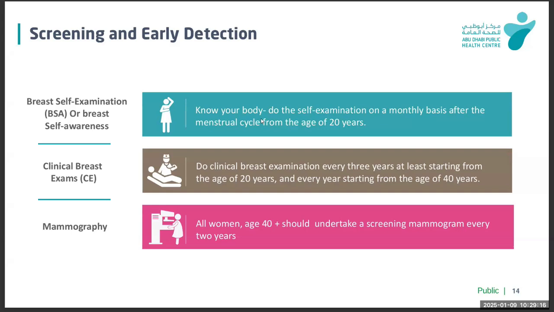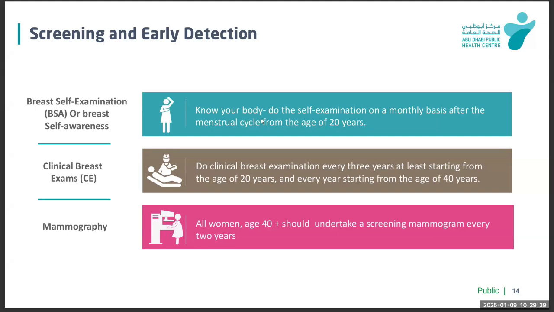Then there is breast examination. After 20 years of age, it's recommended that you get your breast checked every 3 years, especially if you are at risk of breast cancer, if your mother, your sister, or any other direct blood relative has a very strong history.